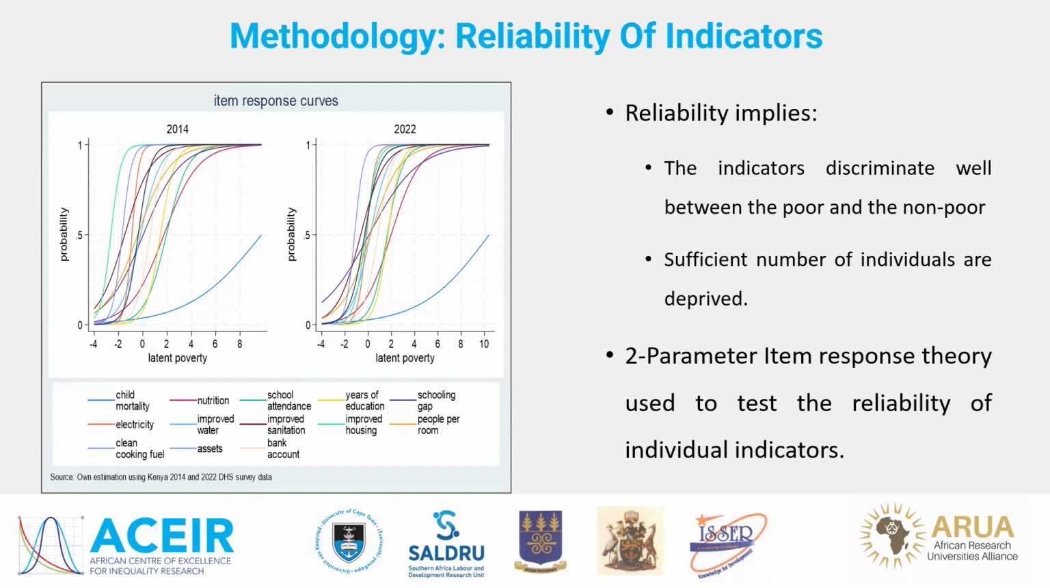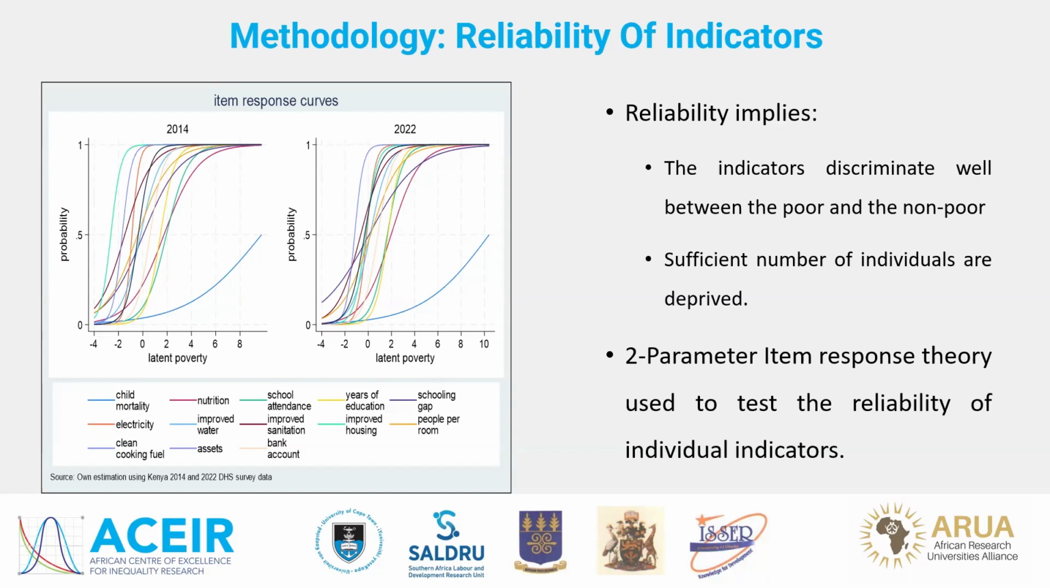To do that, we use a 2-parameter item response theory to test the reliability of the individual indicators. The 2-parameter IRT helps us find out how well the indicator is discriminating between the poor and the non-poor, and whether a sufficient number of individuals are deprived. If you check the graph, you can see that almost all the indicators included are behaving the same except one.